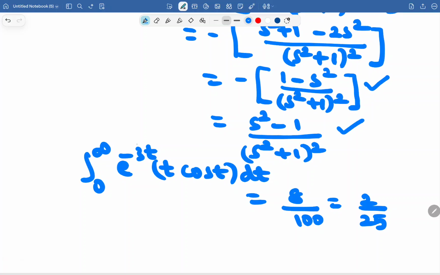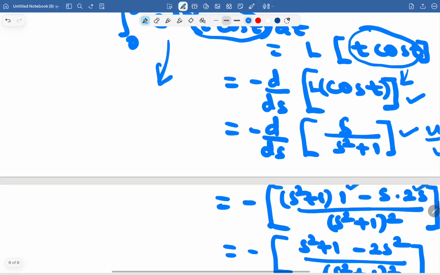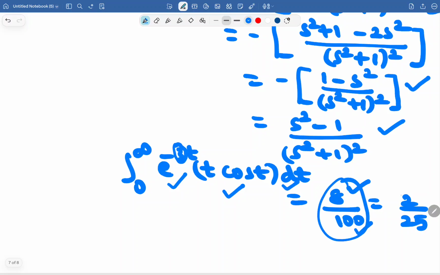Simplifying this, s square minus 1 by (s square plus 1) the whole square. Now replace s by 3. The question, this part becomes integral 0 to infinity e power minus 3t t cos t dt. This is our problem. If we replace s by 3 in RHS, 9 minus 1 is 8, 9 plus 1 is 10, square 100, 8 by 100 simplification, answer is 2 by 25.